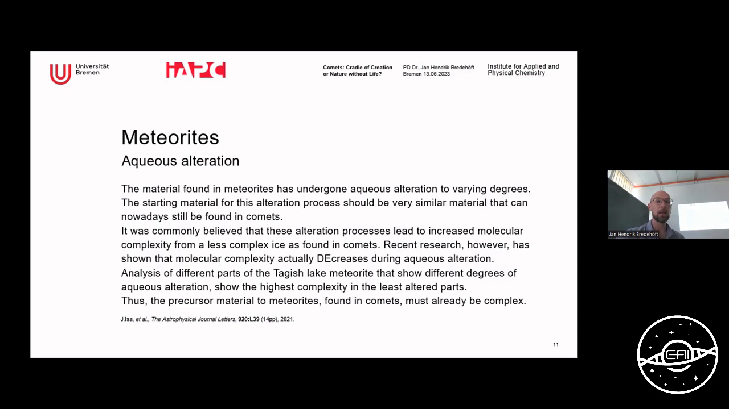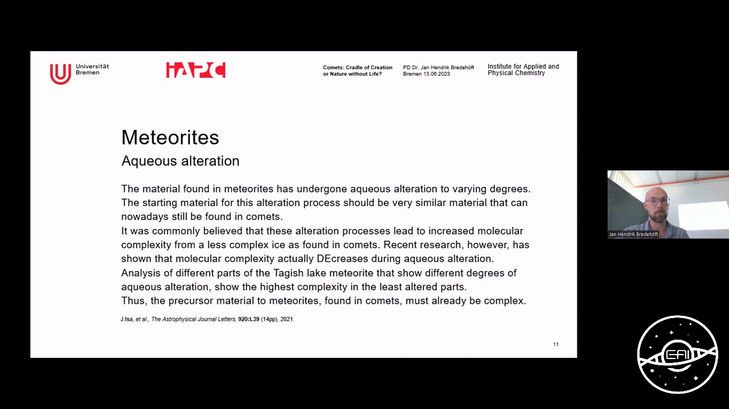Through this process of aqueous alteration. Recent research, however, has shown that molecular complexity actually decreases during aqueous alteration. So the Tagish Lake meteorite, which is another very well-studied meteorite, shows different degrees of aqueous alteration in different parts. And the parts that are least altered by water are actually the ones with the highest chemical complexity.